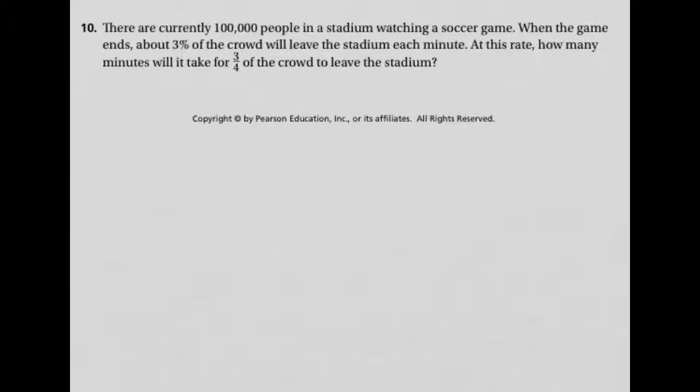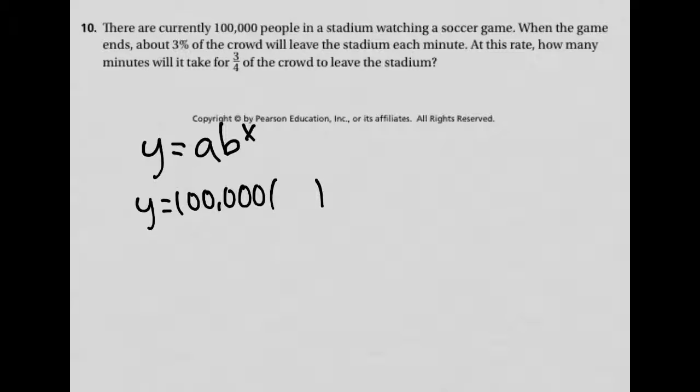So a percent increase, percent decrease problem, that means that we're going to use this exponential formula, right? Where A represents the initial amount, B represents the growth rate or decay rate, okay? X represents the amount of time that has passed, and Y is your final result. So what we have here is that there's 100,000 people in the stadium. That's A. So Y equals 100,000 times b to the x power. Now I left empty parentheses there for b because I need to figure out what b is.